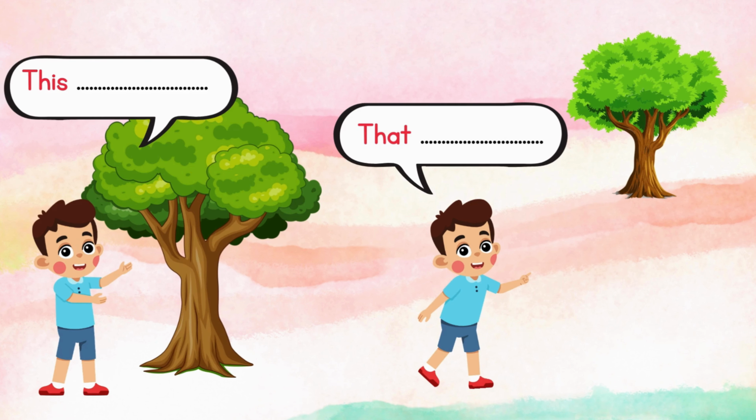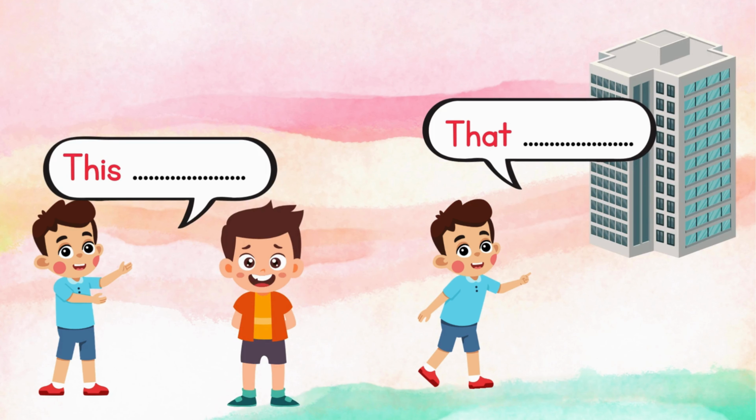Okay, look at the pictures and make sentences. Okay, very good. This is a tree and that is a tree. Very good. Okay, let's practice more. Now look at the pictures and make sentences. This is a boy. That is a building. Very good. This is a boy and that is a building. We use this for something close and that for something far away.